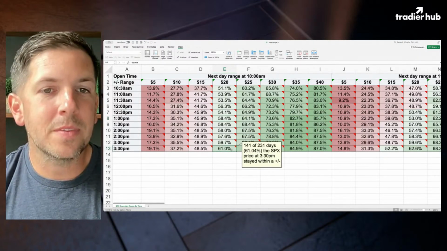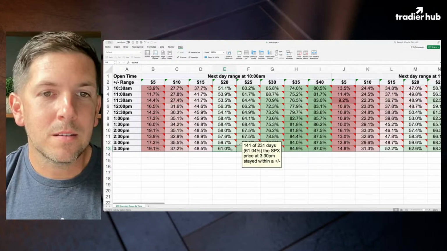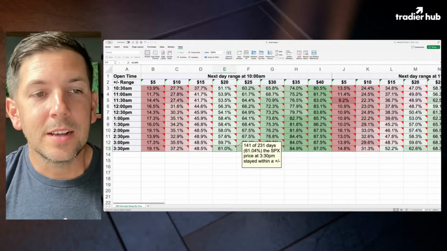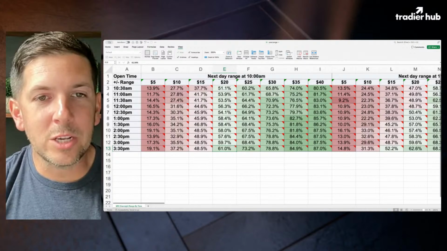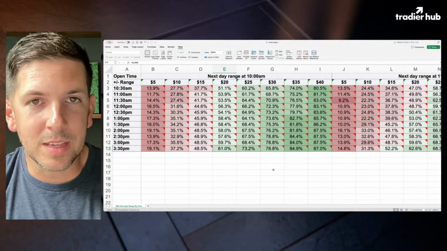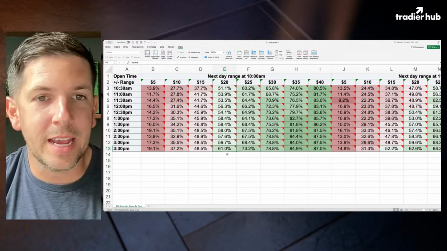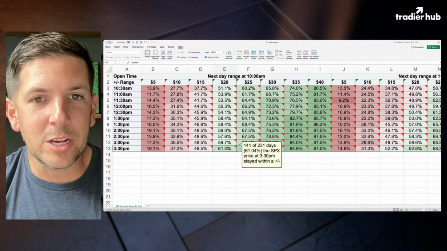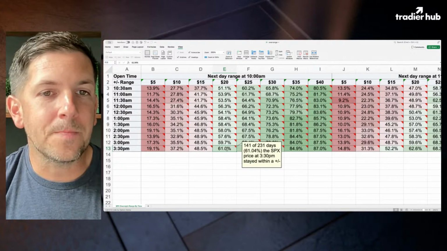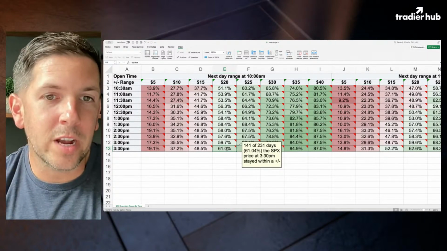61% of the time, the S&P stayed within $20 of yesterday's 330 price. So this is, again, very helpful information because if you know this information now, and again, we update this every single day, going back 180 days, or more than 180 days, 230 days, you can now build trading strategies off this.